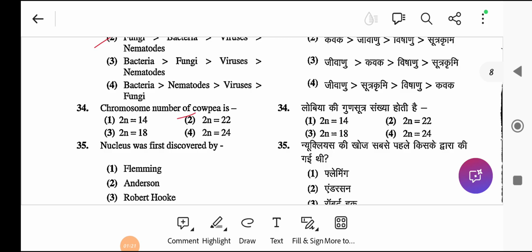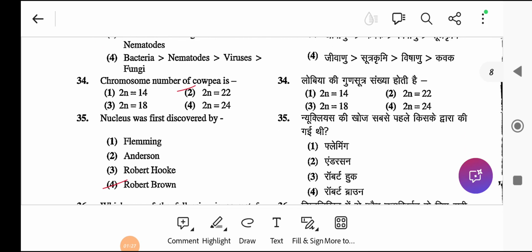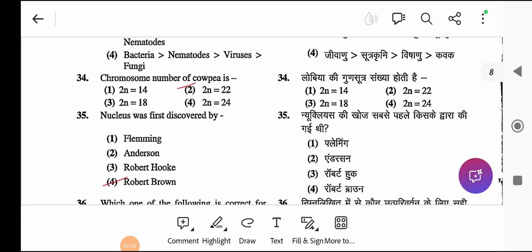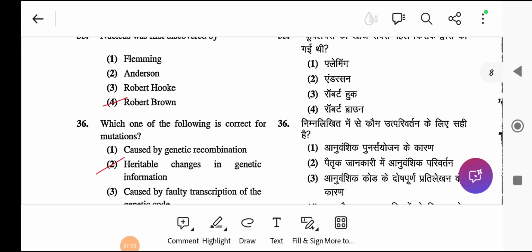Next is, chromosome number of cowpea is. So the chromosome number of cowpea is 2n equals 22. Next is, the nucleus was first discovered by. So the nucleus was discovered by Robert Brown.